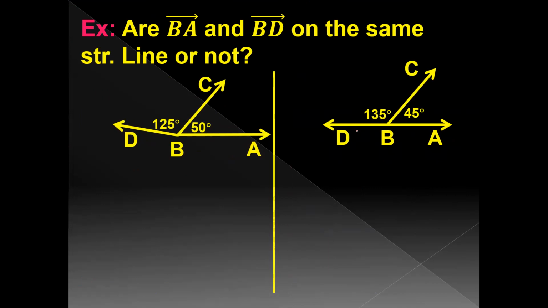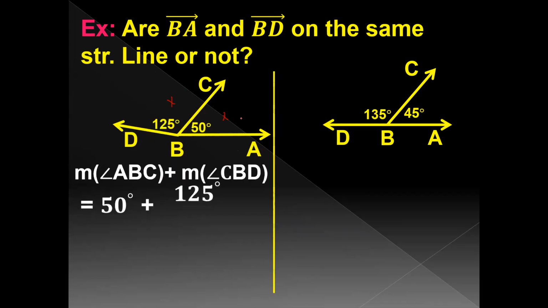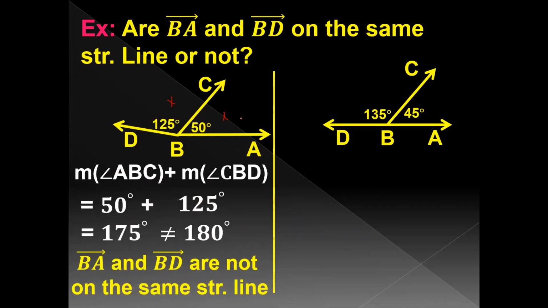Are BA ray and BD ray on the same straight line or not? If the two rays are on the same straight line, then the sum of the two angles is 180. So add the two angles, add 50 plus 125. If their sum is 180, the two rays are on the same straight line. 50 plus 125, the sum is 175, not 180. So the two rays are not on the same straight line.